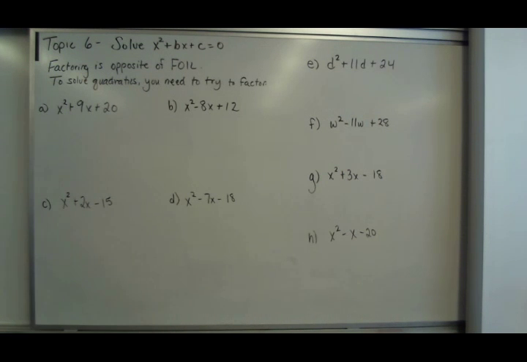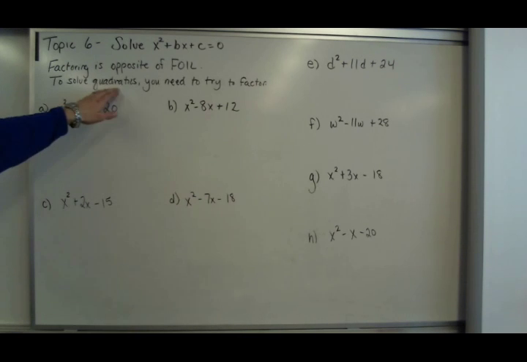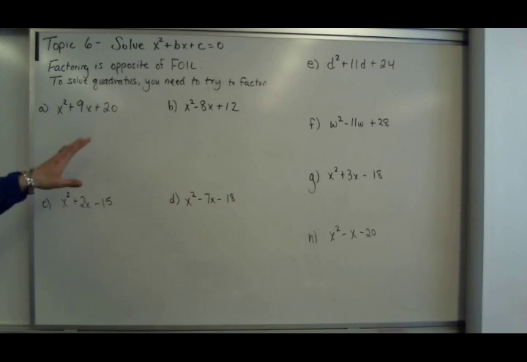Now factoring is essentially just the opposite of FOIL. Okay? When we FOIL something, we take two binomials and we put them back together. Factoring is breaking things apart. And so what we're going to do is take trinomials and break them apart using this factoring. And when we solve quadratics, you need to try and factor. So we're going to start by factoring some expressions. Okay, expressions have no equal signs, so we're going to factor here and then move that over to equations.